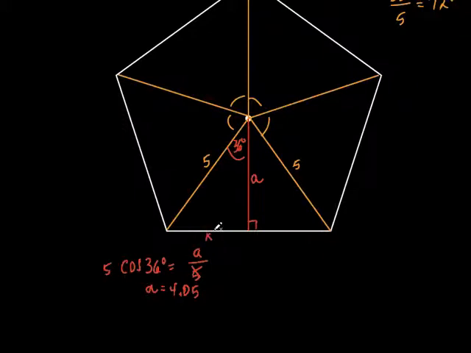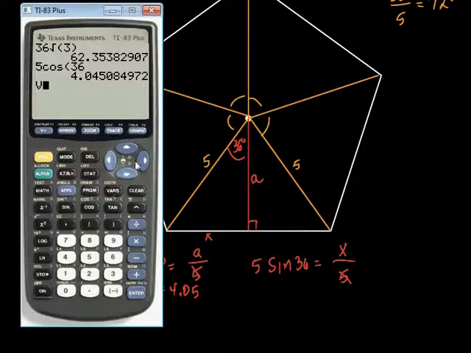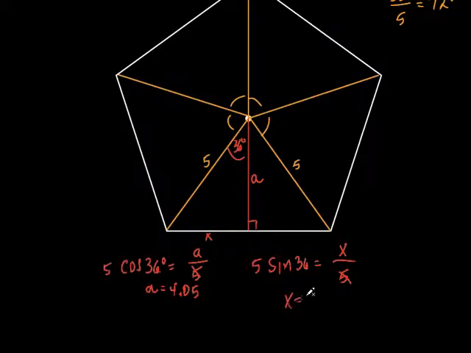So we got to find this. What do you want to call it? Let's just call it x. So now I've got opposite and hypotenuse. Let's use the sine. So the sine of 36 is equal to opposite over hypotenuse. Multiply both sides by 5, just like we did, and let's see what we get. So it's 5 sine of 36, and that's 2.94. We'll go 2 decimal places. So x is 2.94.